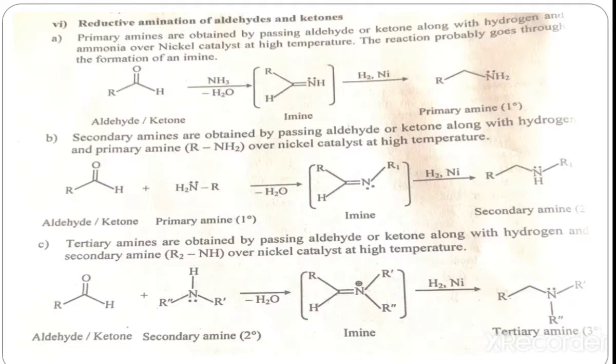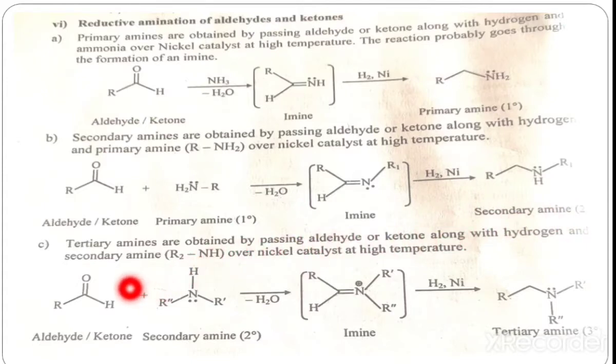This is a simple method to prepare primary, secondary, and tertiary amines by a reduction approach. In the first reaction, the aldehyde or ketone on treatment with ammonia gives the imine, and this imine undergoes catalytic reduction by H2 in the presence of nickel to give the primary amine. In the second reaction, the aldehyde or ketone on treatment with a primary amine again gives the imine, and this imine undergoes catalytic reduction by H2 in the presence of nickel to give the secondary amine.